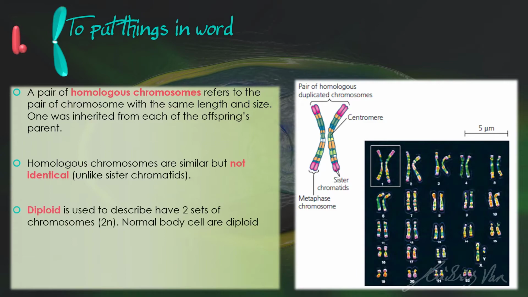Now I want to introduce to you the word diploid. Diploid is used to describe having two sets of chromosomes, or 2N.